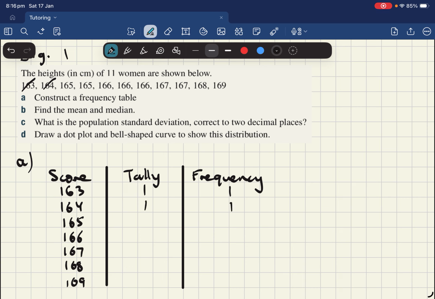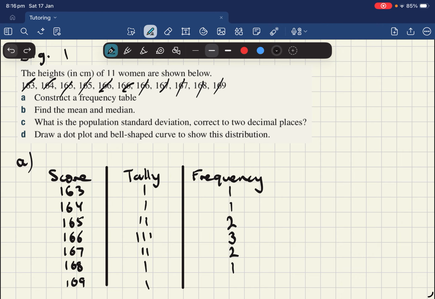165 happens 2 times. 166 happens 3 times. 167 happens 2 times. 168 happens once. And 169 happens once.